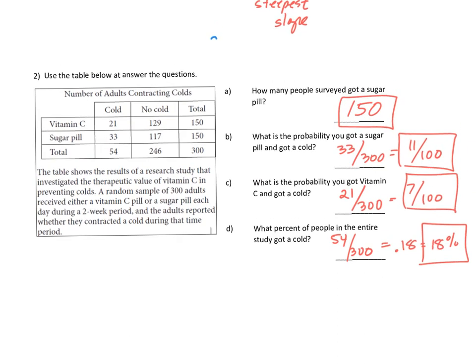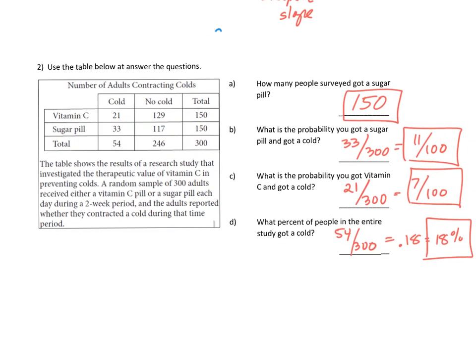Number 2, you've got a chart about adults contracting colds, given sugar pills, given vitamin C, and so on. You can read through it, but basically the chart tells all. How many people surveyed got a sugar pill? It's pretty simple. You look at the total of 300 people surveyed, 150 of them got a sugar pill. What is the probability you got a sugar pill and got a cold? That's 33 people out of the total of 300. What is the probability you got vitamin C and got a cold? That would be 21 out of 300, so 7 out of 100. So a little bit better.